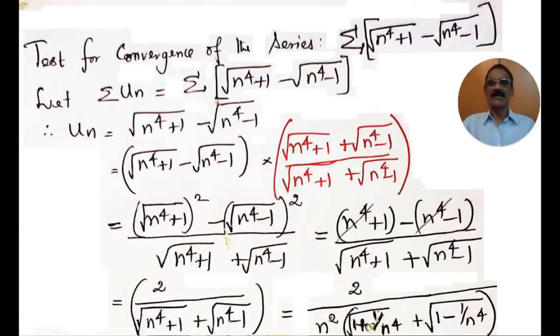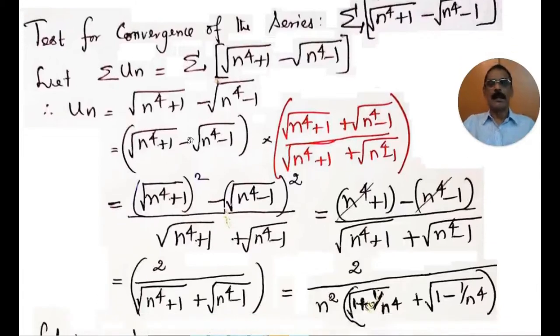Now, we will rationalize Un. For rationalization, we have to multiply and divide Un by its rationalizing factor. It is clear that the rationalizing factor of square root of n to the power 4 plus 1 minus square root of n to the power 4 minus 1 is square root of n to the power 4 plus 1 plus square root of n to the power 4 minus 1, because here we have minus, that has to be changed to plus. Therefore, multiply and divide by its rationalizing factor.